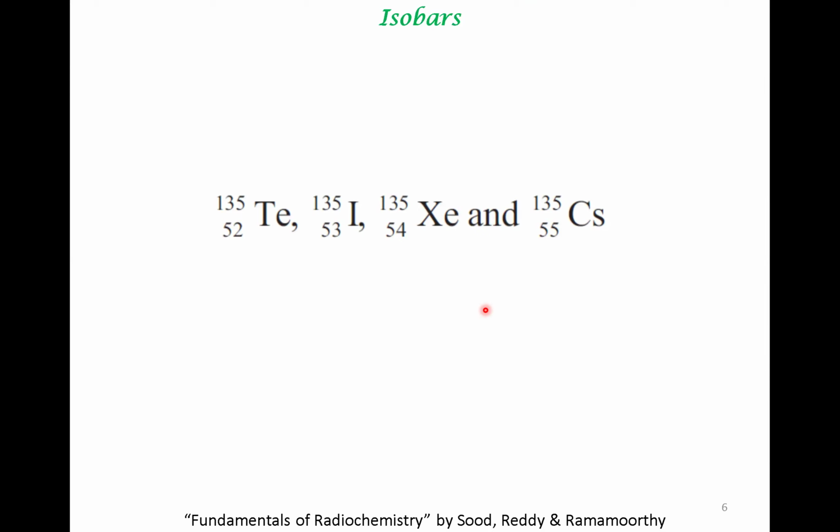Then you have isobars. Here the atomic weight is the same, but the atomic number is different. Therefore, the number of neutrons is also different. So why do we have this classification? Within this classification, the ratio of neutrons to protons is different. Therefore, the stability of the nucleus is also going to be different.